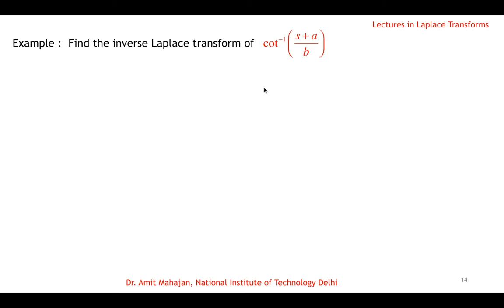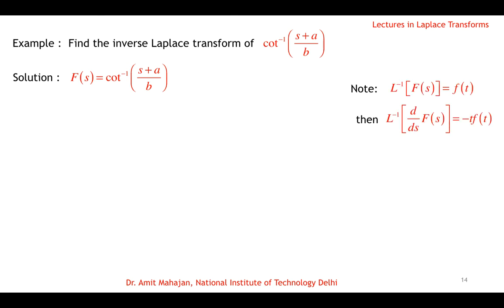So immediately you can see that if I assume this as F(s), and if I take the derivative of this, the derivative will not have cot inverse. So let F(s) be this original function, and here we will utilize this property: if the Laplace inverse of F(s) is f(t), then the Laplace inverse of the derivative of the function is minus t f(t). This property is known, and if I take the derivative, then the right hand side will not have cot inverse, it will become a polynomial.